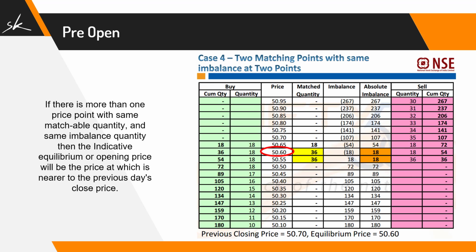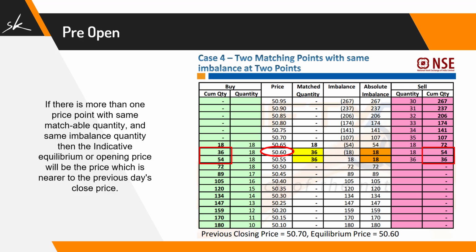And the last case is when you have two matching points with same imbalance at 2 points. If there is more than one price point with same matchable quantity and the same imbalance quantity, then the indicative equilibrium or opening price will be the price which is nearer to the previous day's closing. Like in this example, you can see at 50 rupees 55 paise we have 54 shares to be bought, and at 50 rupees 60 paise we have 36 shares to be sold.